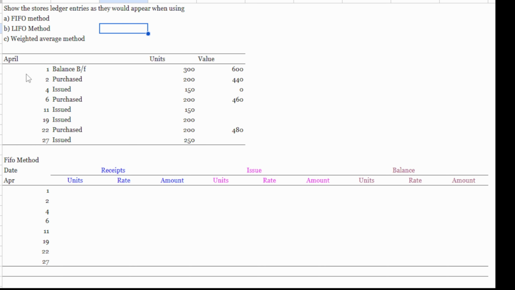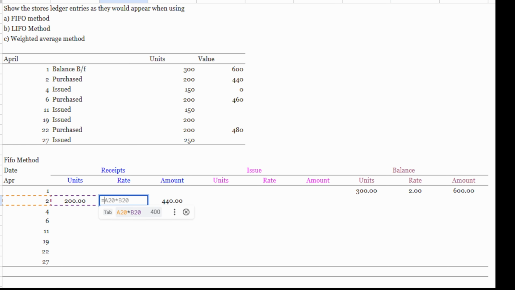So let's analyze the data. On April 1st, you have balance brought forward. What are the units? 300 and 600. So let us record that 300 units, value is 600. So unit rate is 2 rupees. Next, you have purchase, means it is a receipt. What is the unit? 200 units and value is 440. So that means you have purchased at a rate of 2.2.